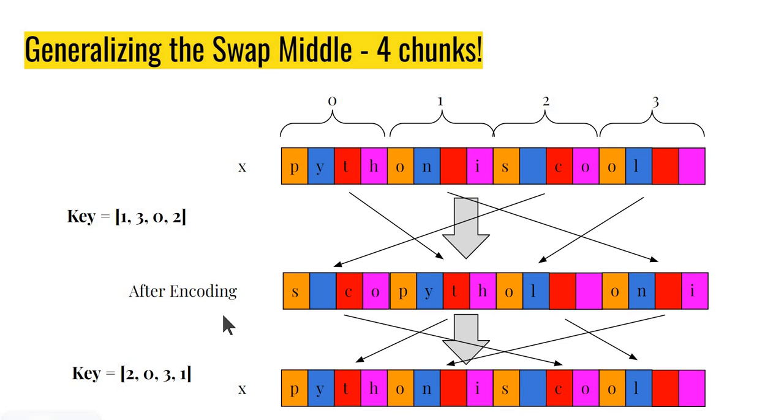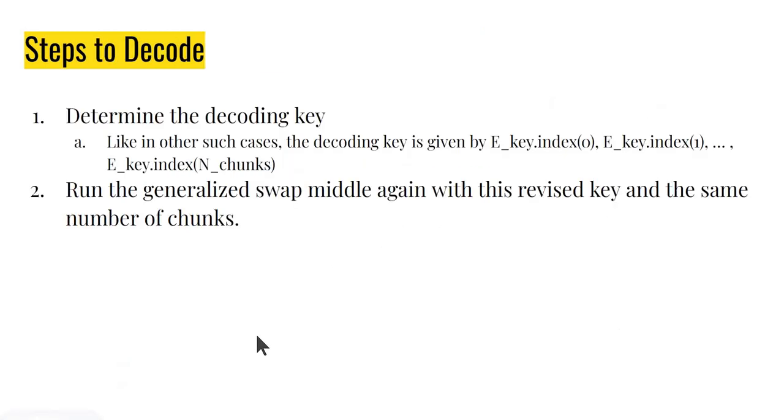The point I'm making is that if I can create a new key from the given key, then I can decode this quite easily by just running the algorithm once again. And that's exactly what we will do. We will first determine the decoding key. In other such cases, for example, in the generalized even or swap and the generalized row column transposition, the decoding key is just given by e key dot index 0, dot index 1, until dot index n chunks, where e key is the encryption key. Once having done this, I just need to run the generalized swap once again with this revised key and the same number of chunks, because the number of chunks is not changing. The only thing that is changing is the revised key.